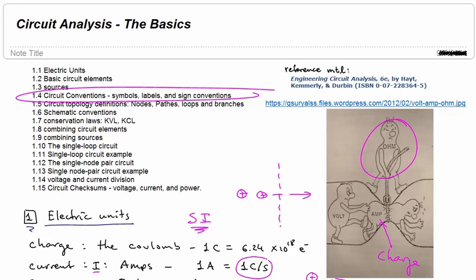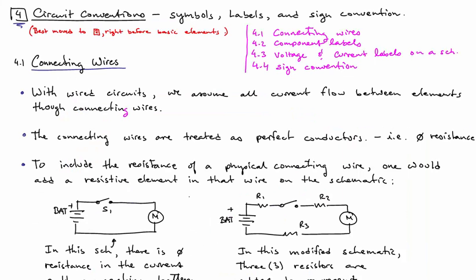We now want to look at some circuit conventions. Specifically, we want to look at connecting wires, component labels, voltage and current labels on a schematic, and sign convention.